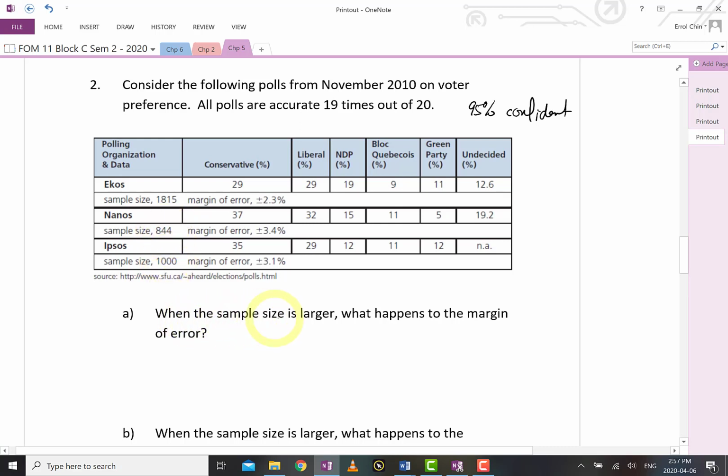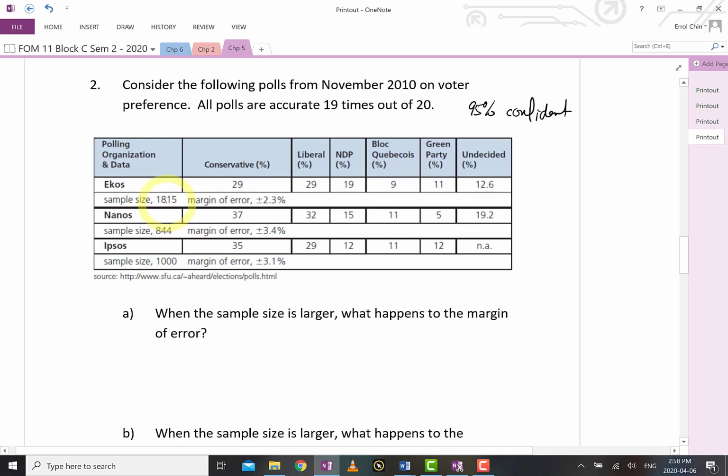So when the sample size is larger, what happens to the margin of error? Well, you can sort of imagine as the sample size gets larger and larger, they're getting closer and closer to basically polling the whole population. Now, mind you, the population in this particular example assumes 34 million. But if you had the time and energy and the manpower, and if you polled everybody, all 34 million, what would happen to the margin of error?